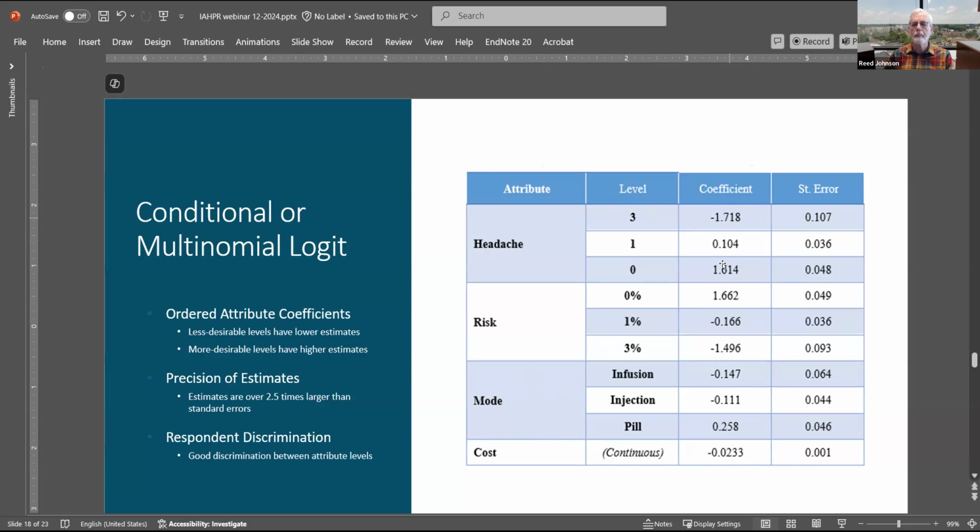All right. So checking quickly, we got sensible results here. People preferred 0. 0 has a bigger utility value than 1 headache, and 3 headaches is strongly negative. Remember, 0 is the mean effect. In this case, infusion and injection are both less than the mean effect. So when you take the negative sum of 0.25 and minus 0.11, you get minus 1.4.